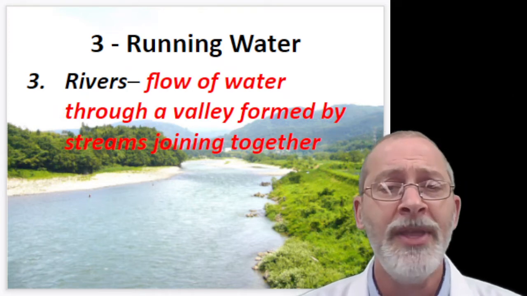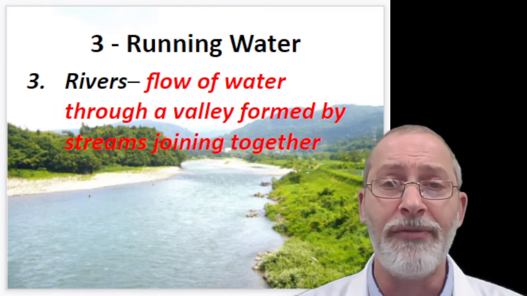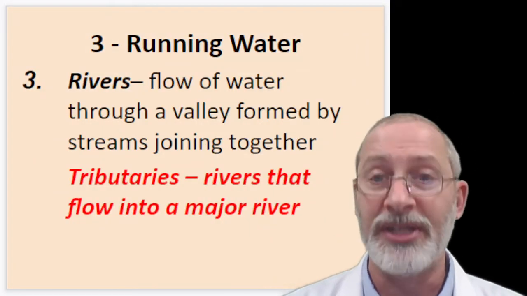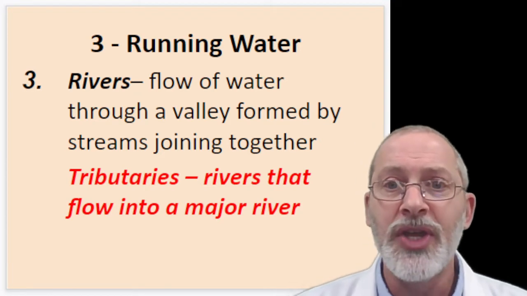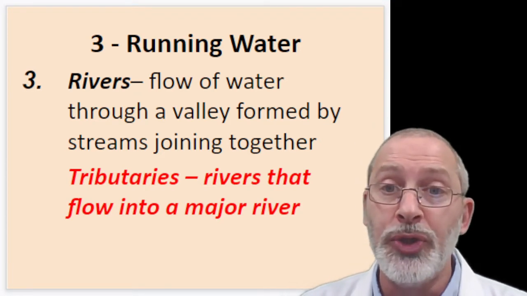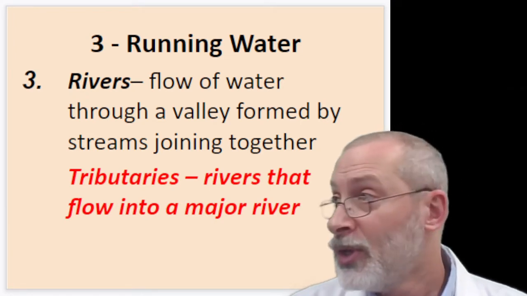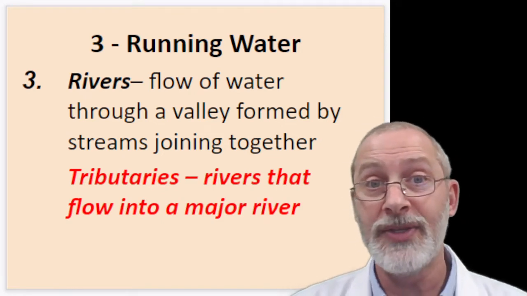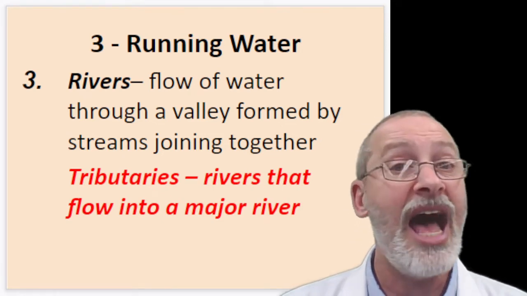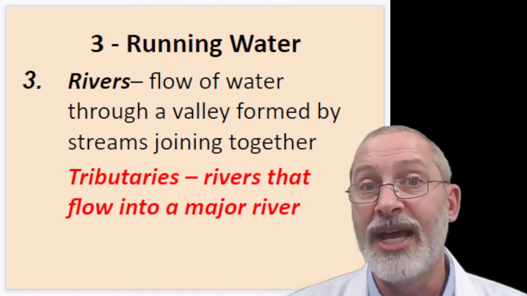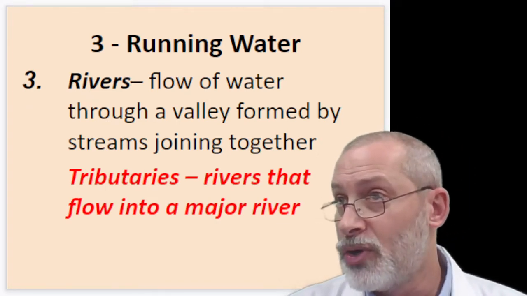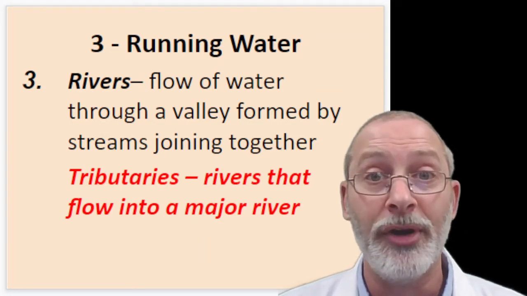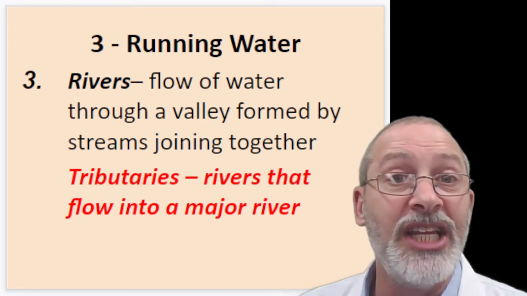But some rivers have hundreds and thousands of other rivers flowing into them, and those other rivers are called tributaries. Tributaries are rivers that flow into a major river. So the Delaware River actually has tributaries, which include the Lehigh River that empties into the Delaware near Easton. Another tributary of the Delaware is the Schuylkill River that empties into the Delaware near Philadelphia.